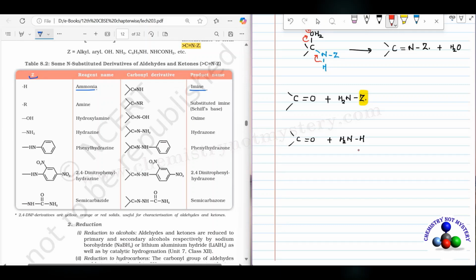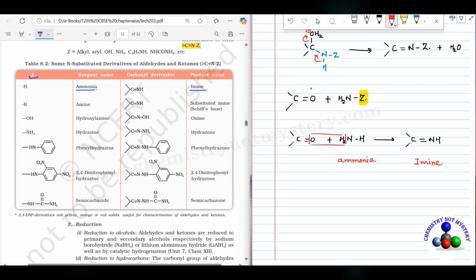So this is nothing but the ammonia. So here remove the water molecule. Here O is removed from the carbonyl carbon and H2 is removed from the ammonia. So here you will get carbon. There were two free valencies and it is bonded to double bond NH. So this is called as imine. This is imine.